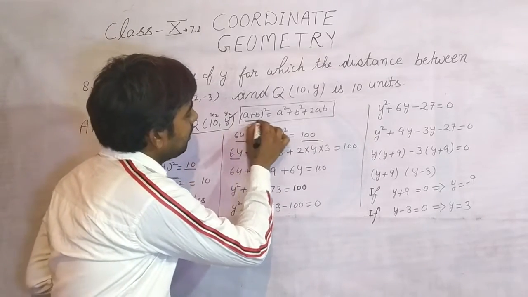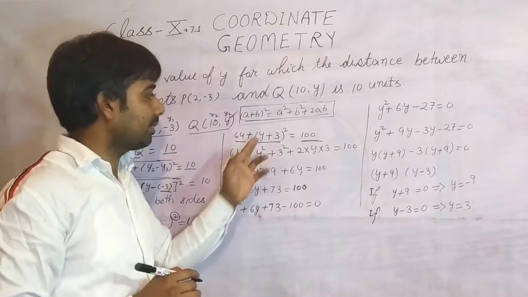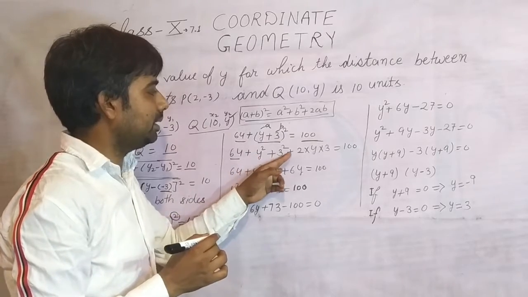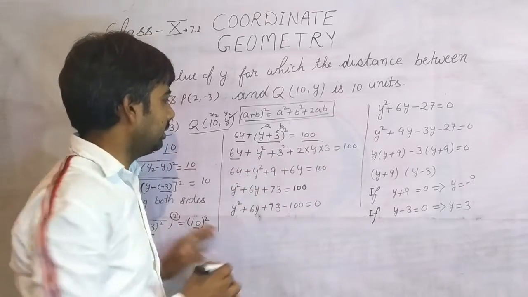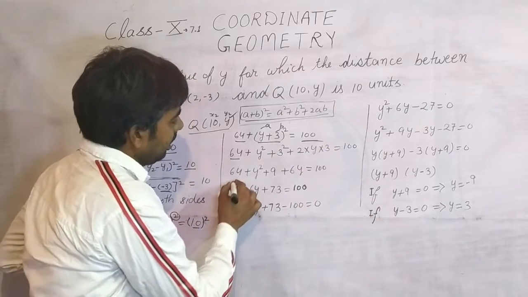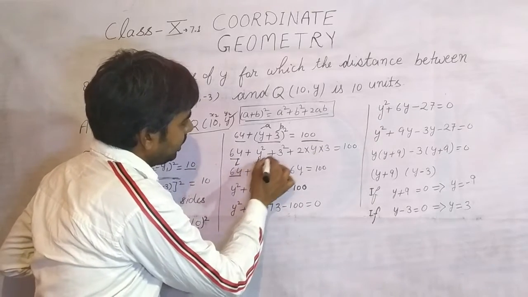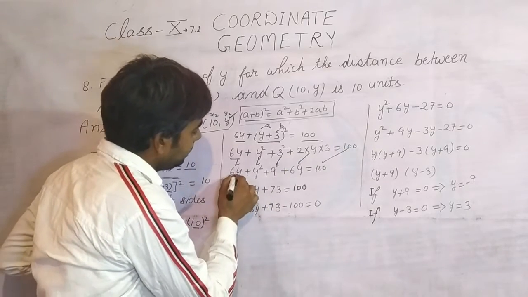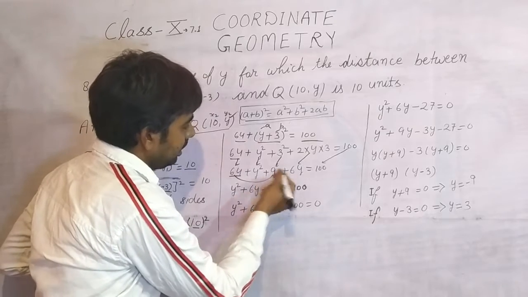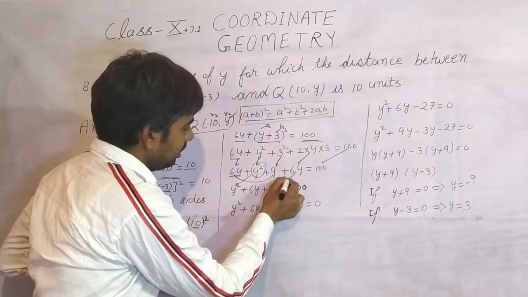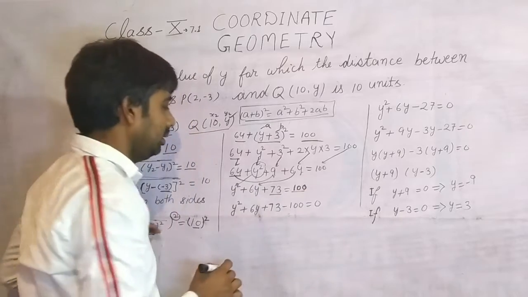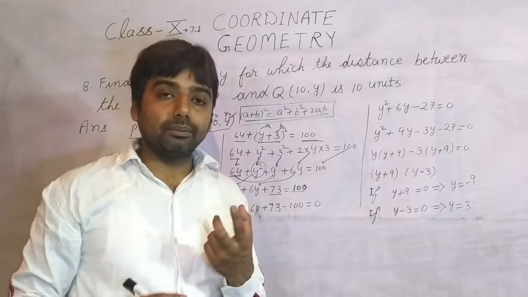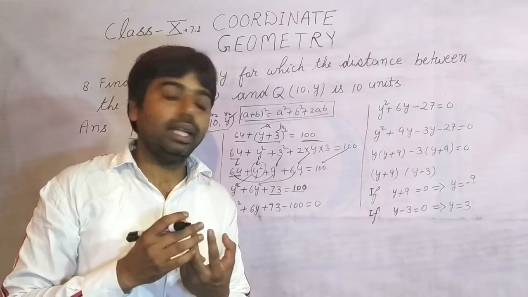64. Now remember the formula of (a plus b) squared. This is a, this is b. a squared plus b squared plus 2ab equal to 100. Solve this one. 64, y squared, this one, and this. Now 64 and 9 is 73. y squared plus 6y equal to 100.